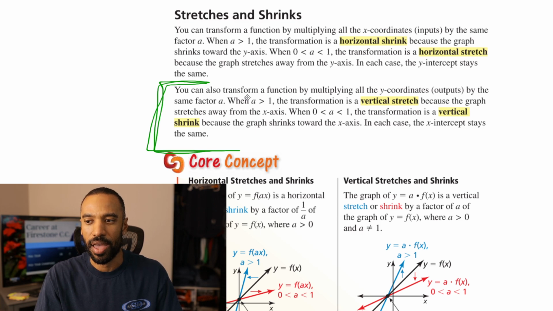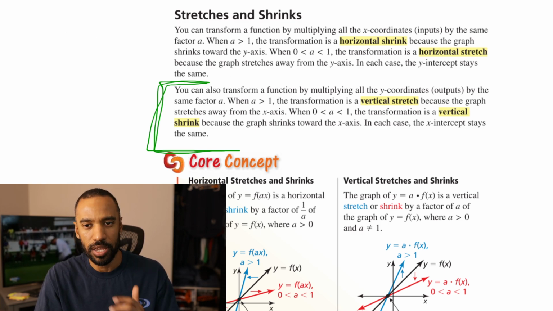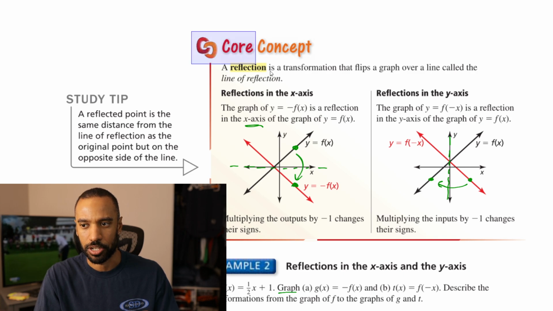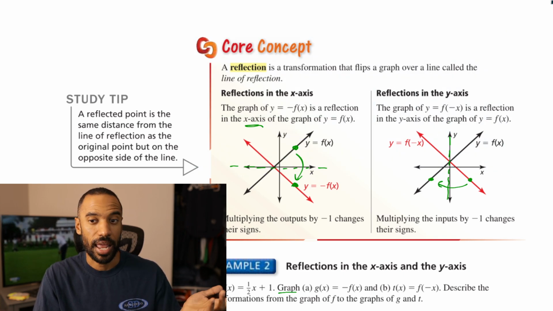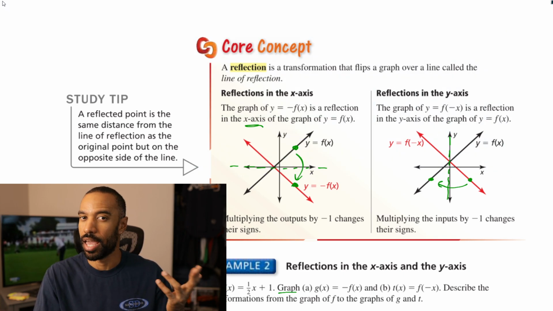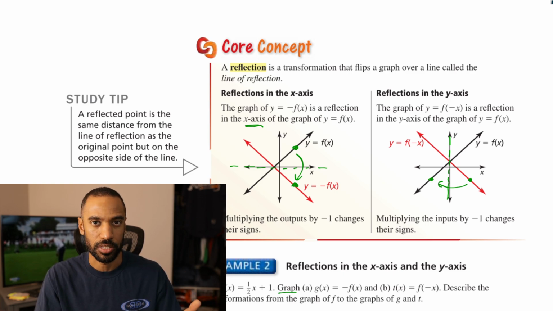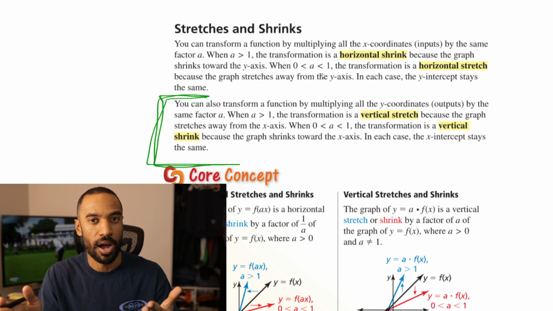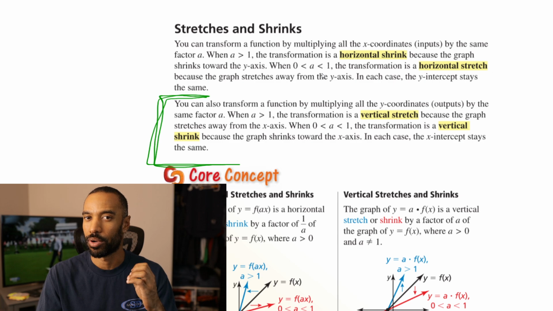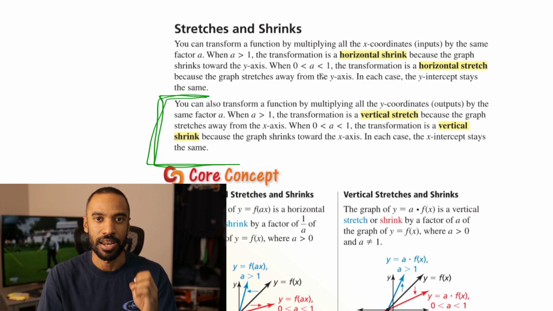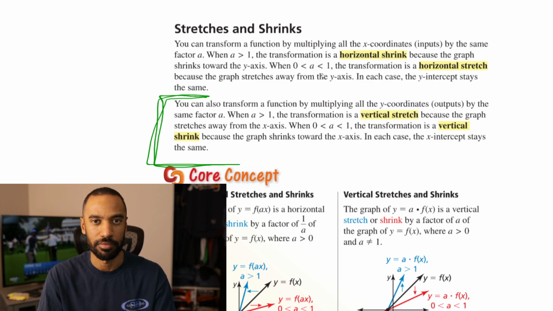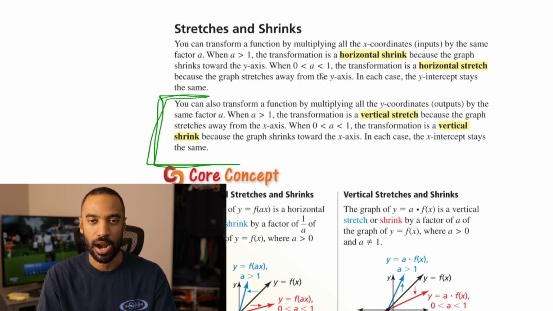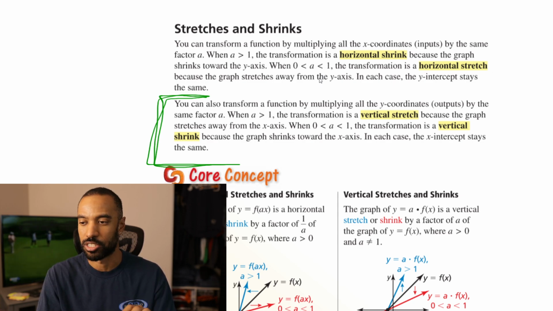Notice they're not talking about a being negative because that's applied to reflections. Now, when a is -2, it does flip over and it does stretch. That's a combination of transformations. We'll get into those. But notice that they're not talking about those. They also don't care about 1 because that's the original parent function. They don't care about 0 because we're looking at non-constant linear functions only. We want y to be affected by x.